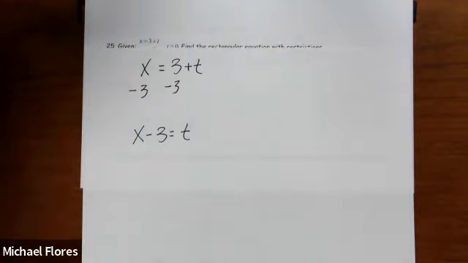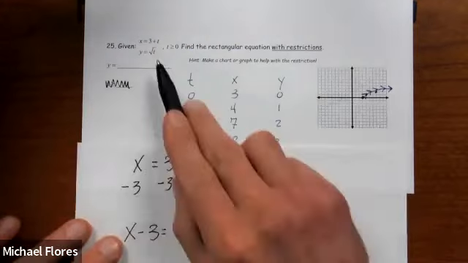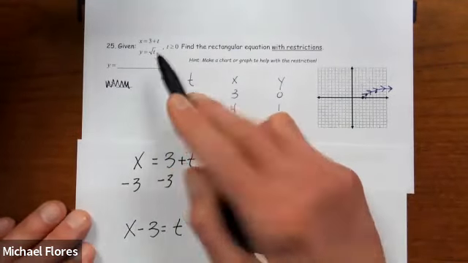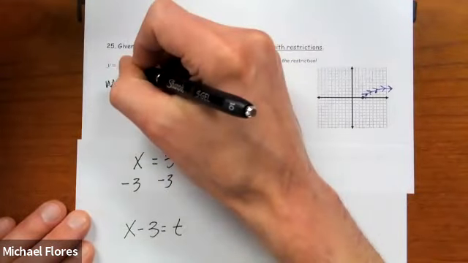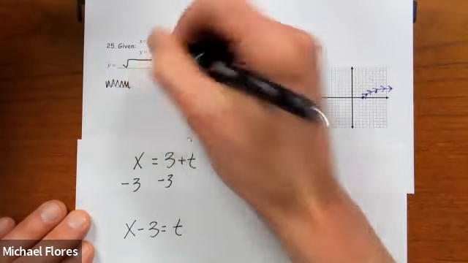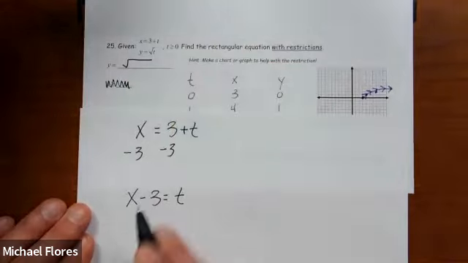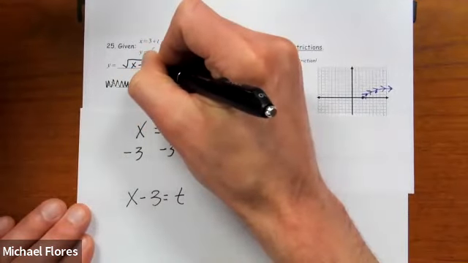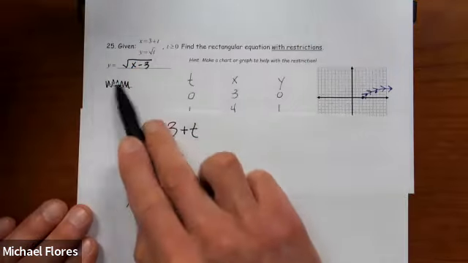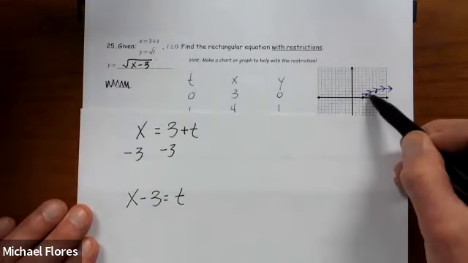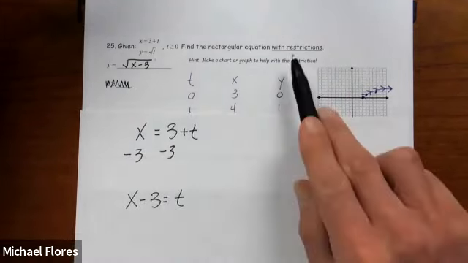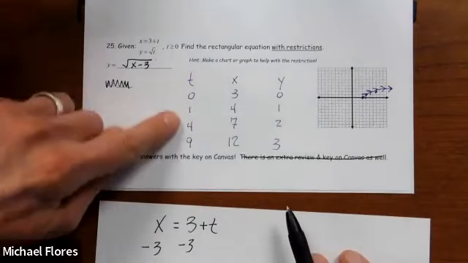Now that we know what T is, we're going to go back to that Y equals portion of our equation and simply substitute. So Y equals square root, T is X minus 3. And if you were now to plug this equation into your calculator, that's what you get. We have now found the rectangular equation with the restrictions of time here.